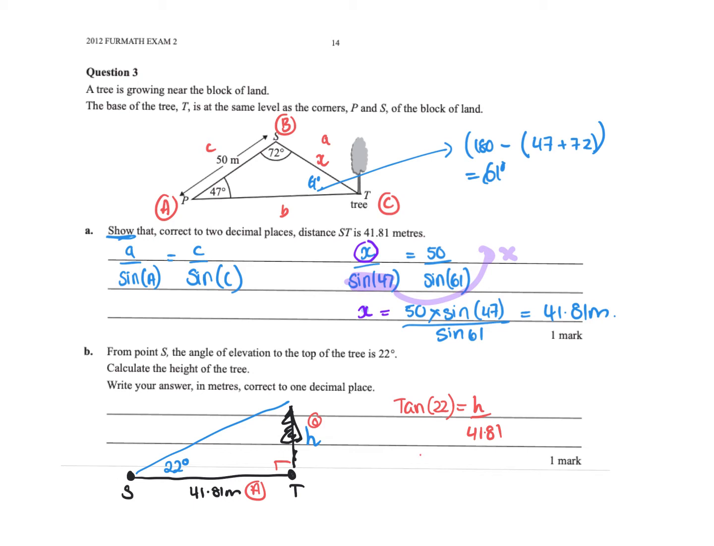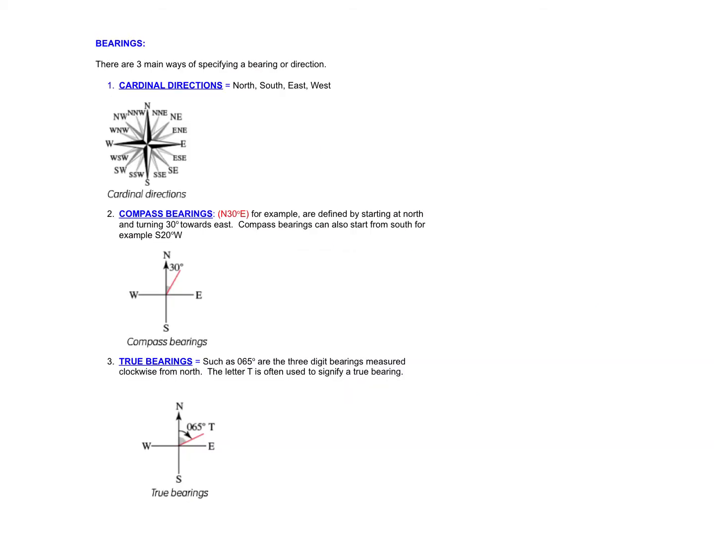All right, so I get h to equal 16. It said 1 decimal place, so I get it to be 16.9 meters. So that's where that one was. I wasn't sure if that had a bearing question, so that's why I left it for now. Okay, sorry, I think that question, we might just talk about bearings first.